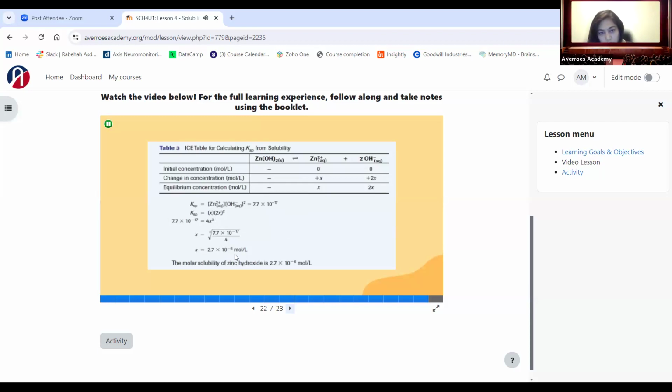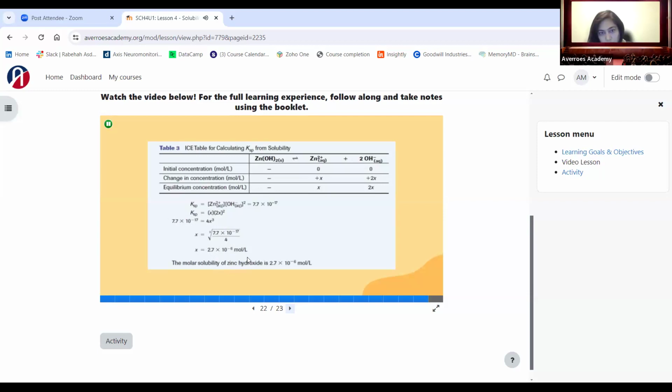So our Ksp is the concentration of zinc, which we just quantified as x, and our concentration of hydroxide squared, which is 2x. We have x times 2x squared, and that's equal to 7.7 times 10 to the negative 17. Sorry, we get 4x cubed. So we need to solve for x there. So we're going to be dividing Ksp by 4 and taking the cube root to get x by itself. And again, we get 2.7 times 10 to the negative 6. That's another way to solve for that problem.